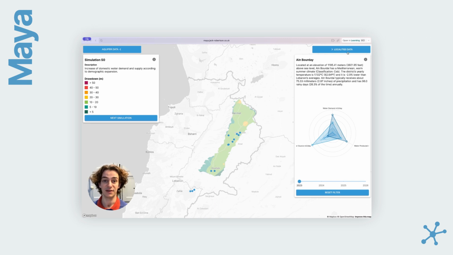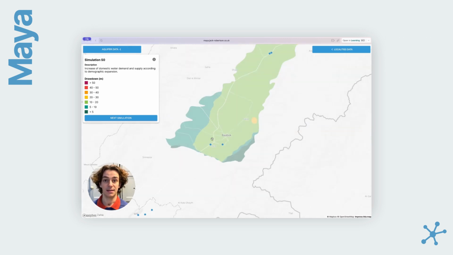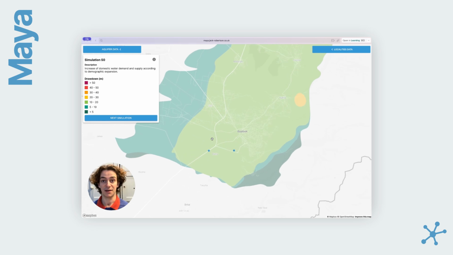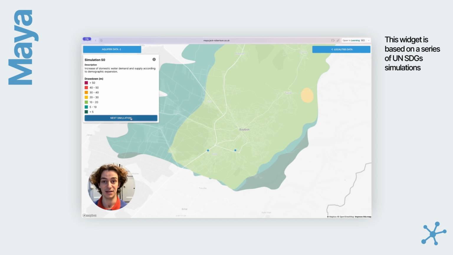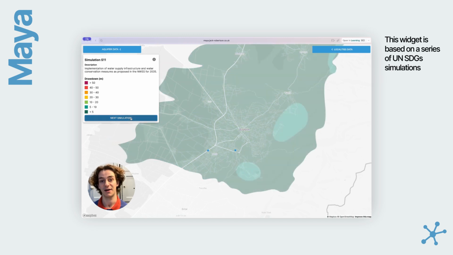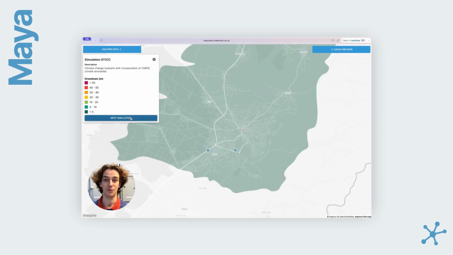Because of refugee influxes and water system mismanagement by government bodies, the water table itself is taking on a lot of pollution, despite efforts by both local communities and international donors. This widget is based on a series of UN SDG simulations, which can help identify the amount of water that is actually able to break through to start clearing some of the aquifer water pollution.